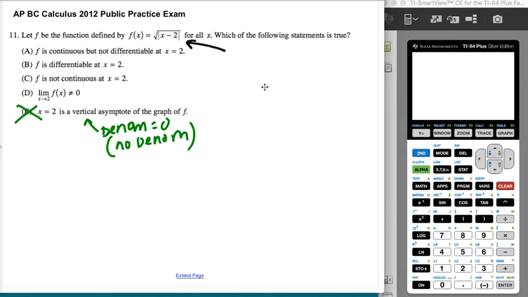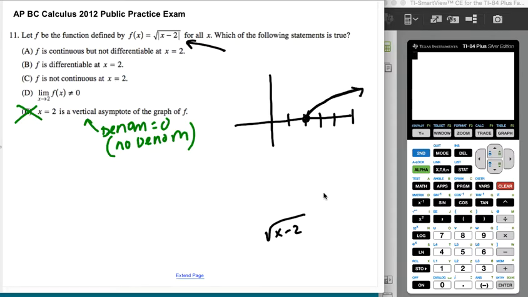So the best option here is to think about, if I graphed just the square root of x minus 2, right? If I just graphed the square root of x minus 2, it's going to look like a square root that is shifted to the right 2. So it's going to look like this, okay? That's what the square root of x minus 2 would look like.